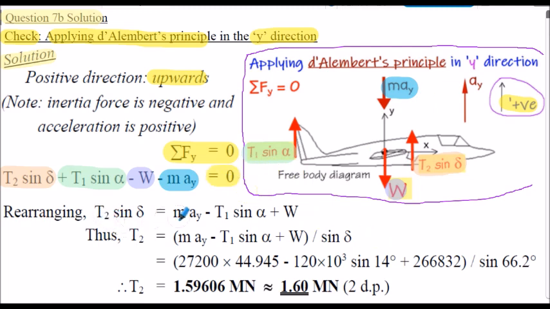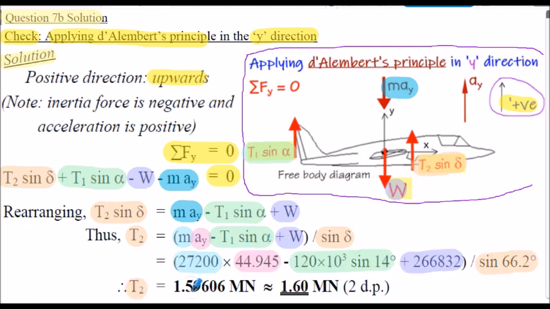Rearranging the equation, we simply add the m a y to both sides of the equation, and we add W to both sides of the equation, but we subtract T1 sine alpha from both sides of the equation. The subject now is T2 multiplied by the sine of delta, and on the next line we simply divide throughout by the sine of delta. So that results in the equation T2 is equal to mass multiplied by acceleration in the y direction minus T1 sine of alpha plus W, and that's all divided by the sine of delta. Inserting the values, T2 evaluates to 1.59606 meganewtons, or to 2 decimal places 1.60 meganewtons. So we've now checked the value of T2 calculated on the previous slide. So that's the full solution for question 7b.